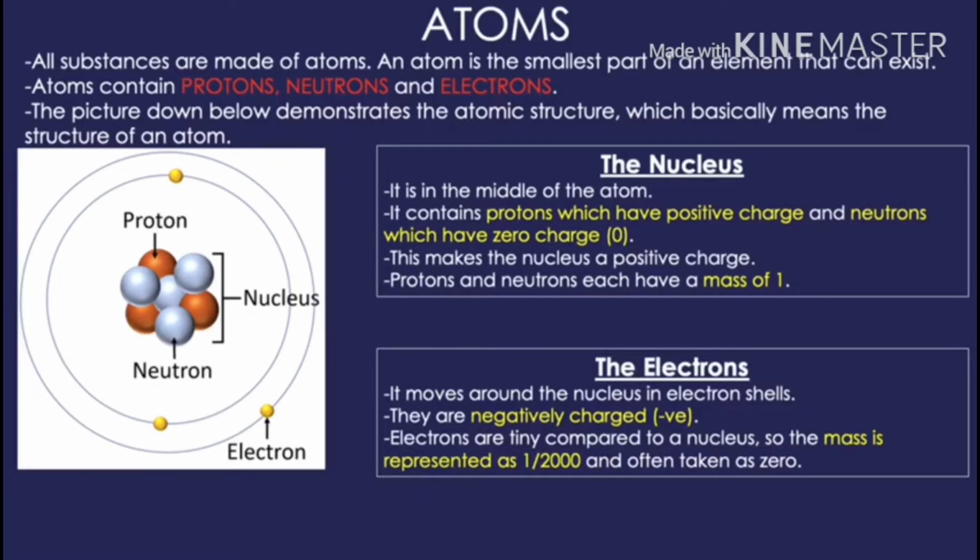Surrounding the nucleus, you have electrons, which are represented as yellow circles on this diagram, and they are moving around the nucleus in electron shells, which are represented as the blue circle lines. Electrons are negatively charged and they are very tiny compared to the nucleus, so the mass is usually represented as 1 divided by 2000 and often taken as 0.